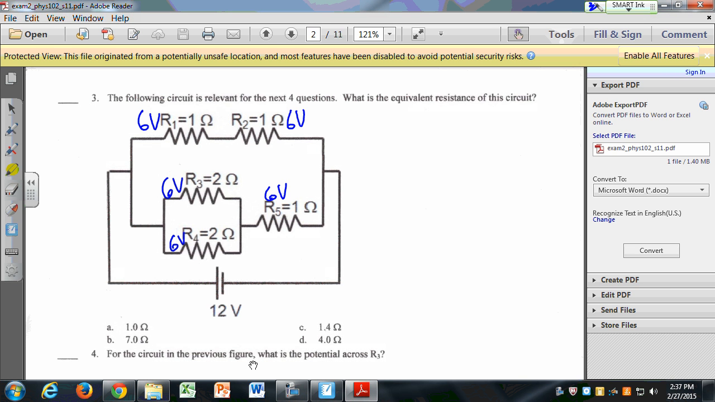Here I have 6 volts because they're splitting 12 volts. Here I have 6 volts because it's splitting 12 volts with another 1 ohm resistor. And here I have 6 volts because the 1 ohm resistor, the equivalent, has 6 volts. And they both get 6 volts because they're in parallel. Because resistors in parallel have the same voltage. Yeah, it's a little tricky.